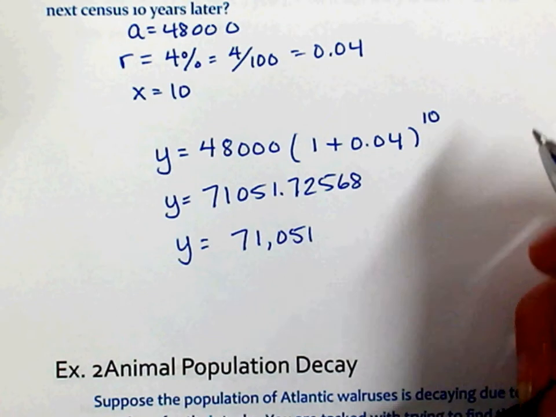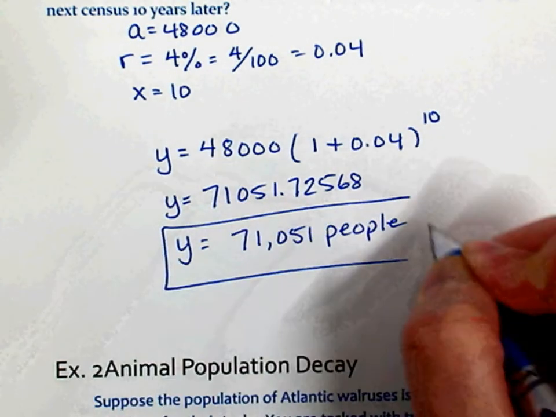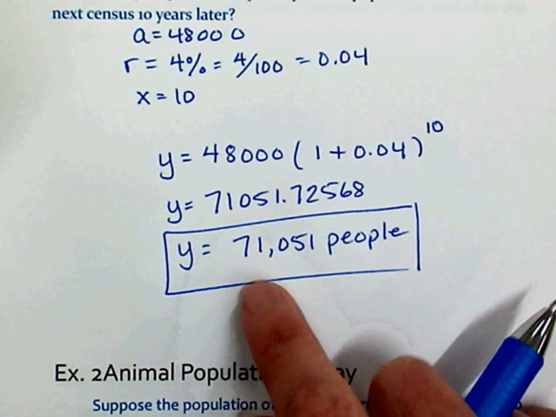71,051 people. Make sure you label, okay? Because otherwise, what is that number? Is that how much I have in my bank account or how much money I owe? So make sure you label.